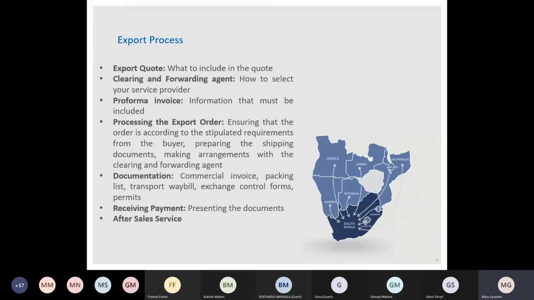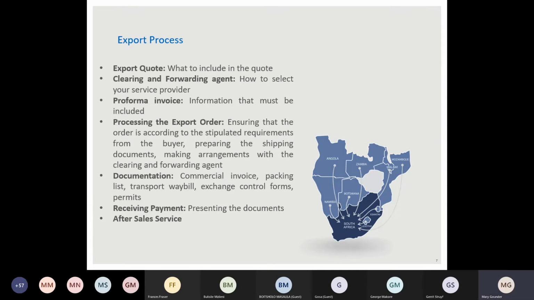And receiving payment, this is normally based on presenting the documents to the bank if there's a letter of credit involved, or you may receive payment before you even produce the goods, or it could be once it's delivered to the buyer.